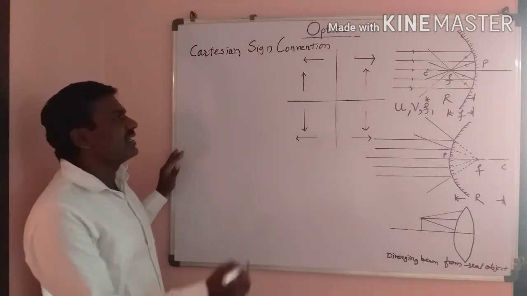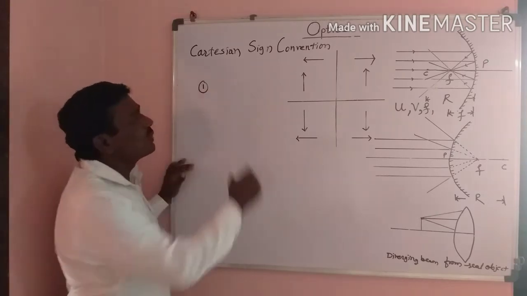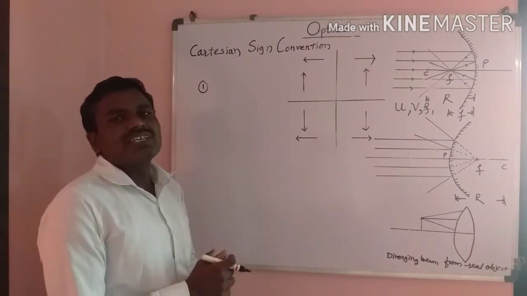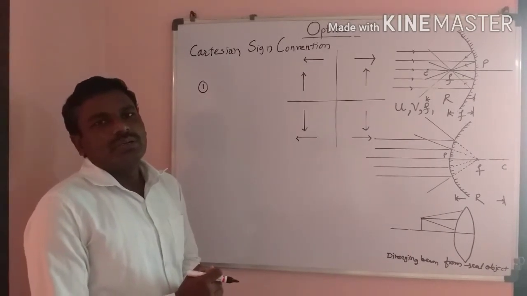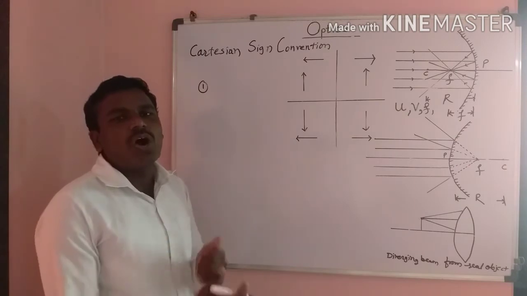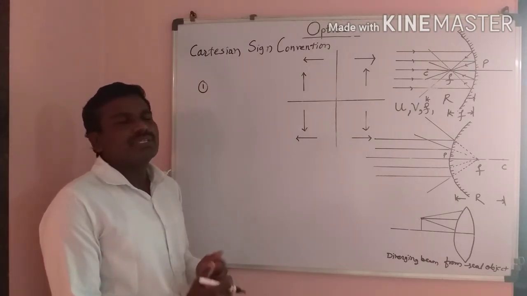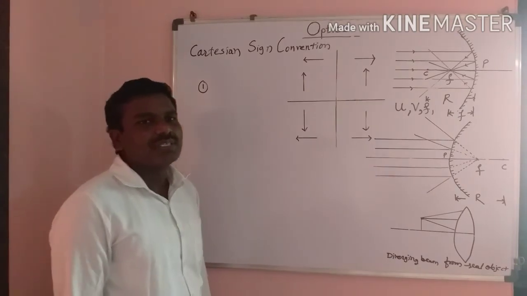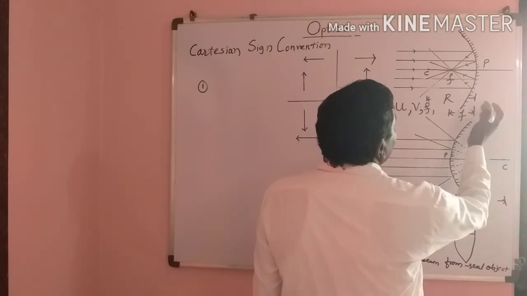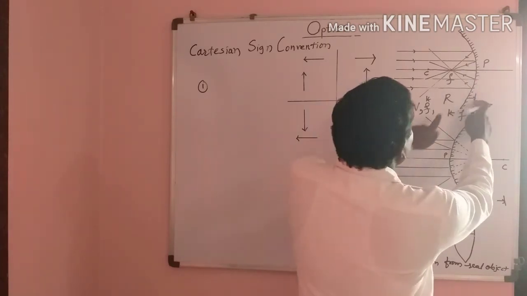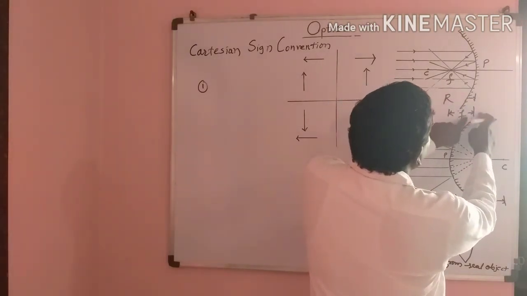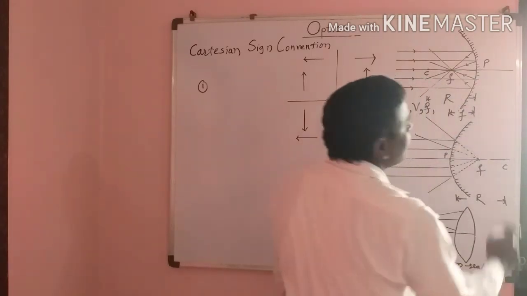Now the Cartesian sign convention. The first rule, when we use this Cartesian sign convention, is that all distances are measured from the geometrical pole or optical center. This is the first rule. Any distance we measure should be measured from the geometrical pole. The radius of curvature is calculated from the geometrical pole, and the focal length is also calculated from that geometrical pole.